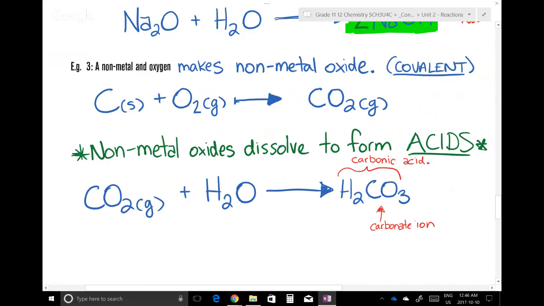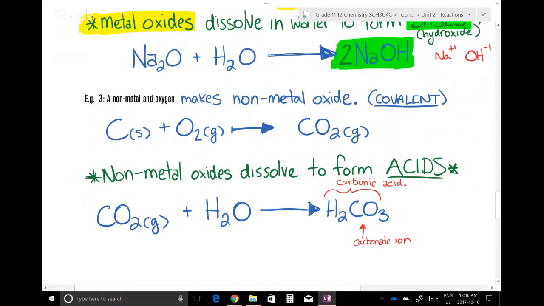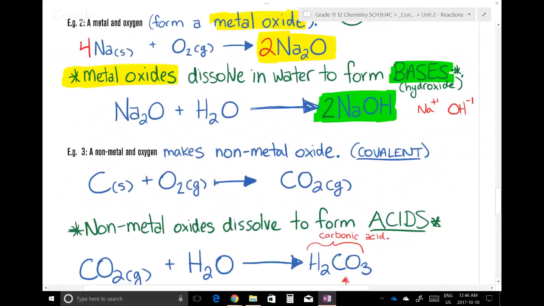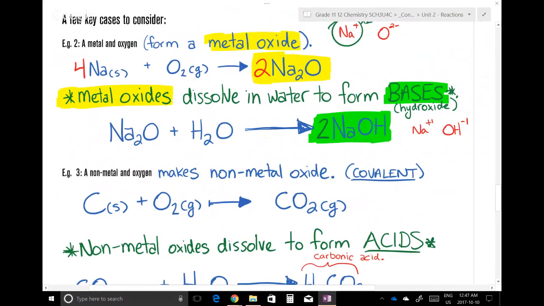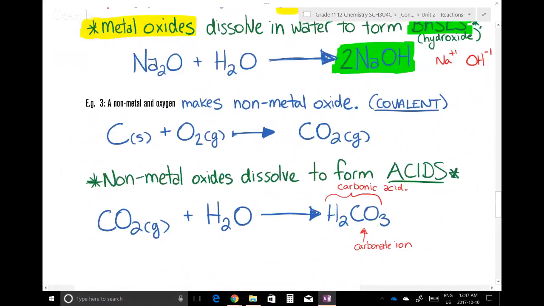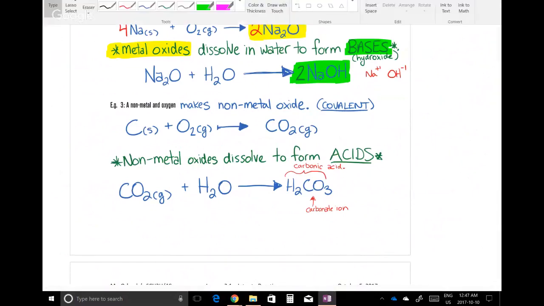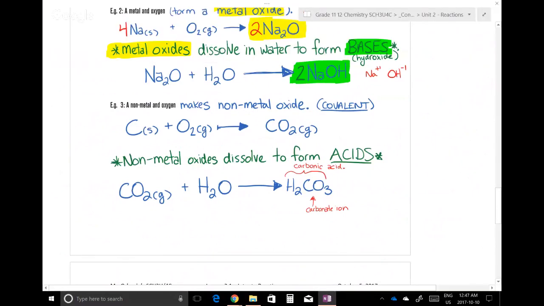If we'd had carbon monoxide instead, we'd have gotten carbonous acid. And there's lots of different examples. But what I want you to know is that when we dissolve a non-metal oxide in water, we make an acid. When we dissolve a metal oxide in water, we make a base. All right? These are 2 distinctions we want to know. Again, don't stress if that seems a little bit confusing.